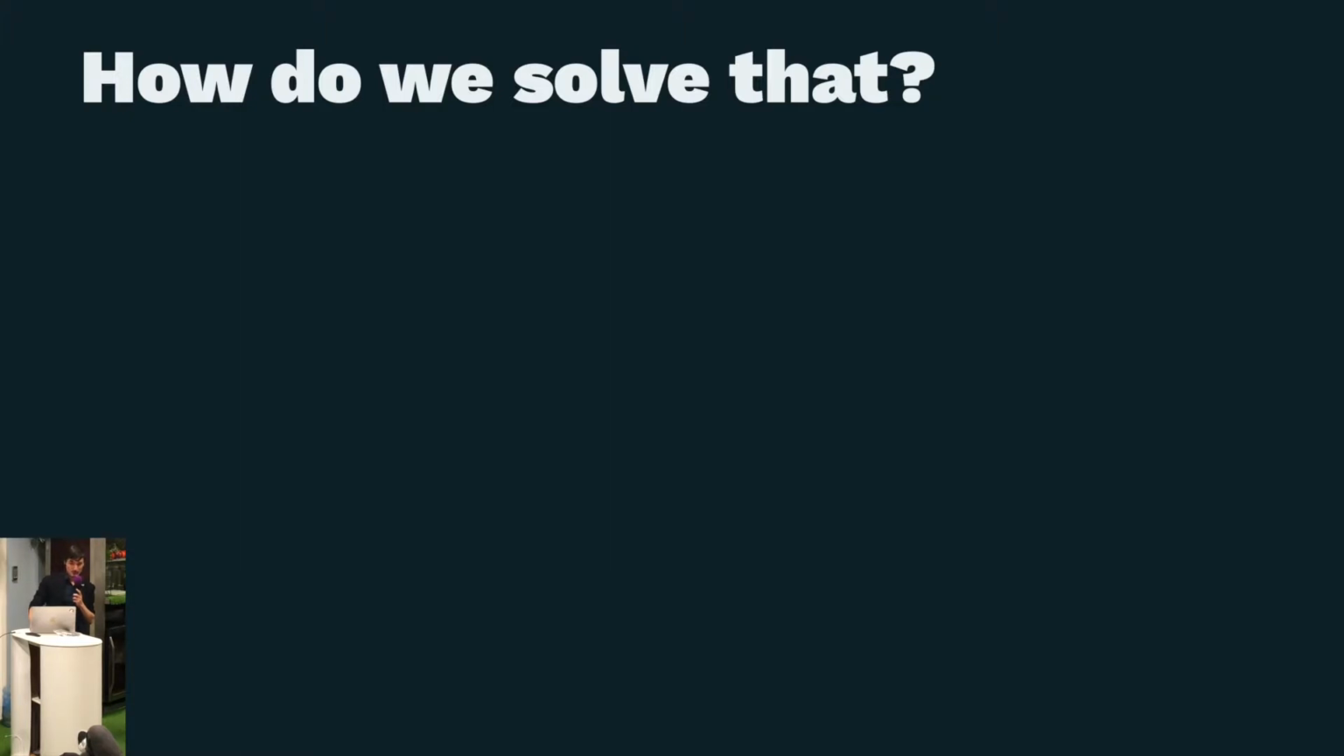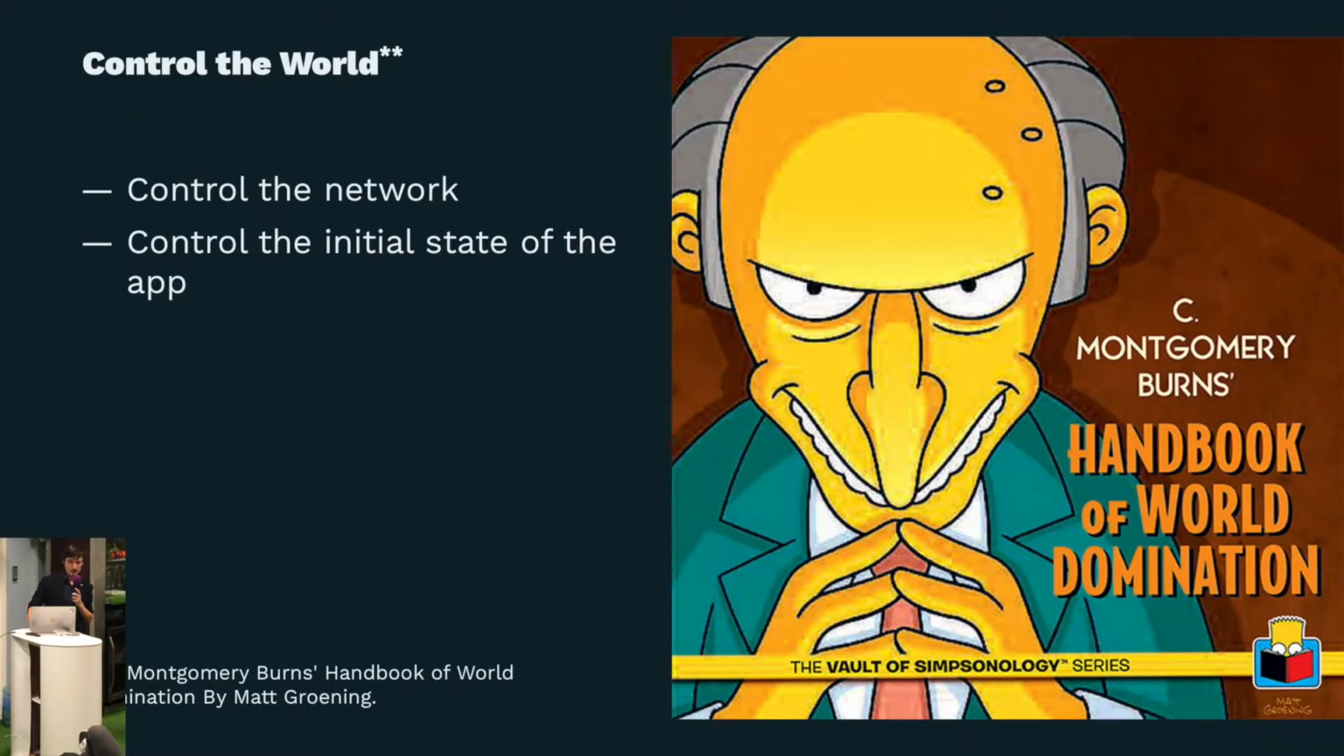So how do we solve these issues? Or how do we plan to solve them? Basically, our strategy is to control the world. There are two parts of the world. There is the network, which is basically everything outside of the app, and there is our inside world. That's what is inside the app, and there we just need to manage the initial state of the application, because at runtime the test already controls the application. So we just need to care about the initial state.